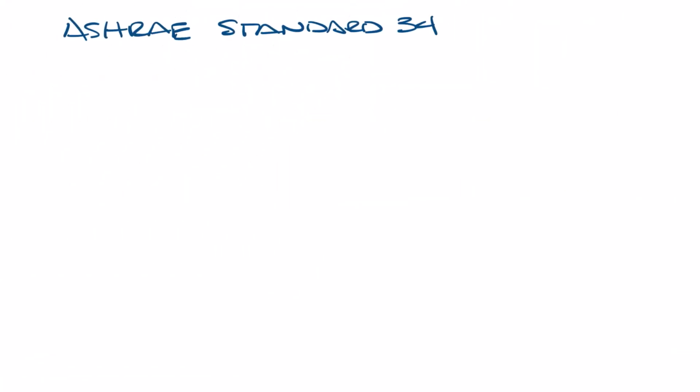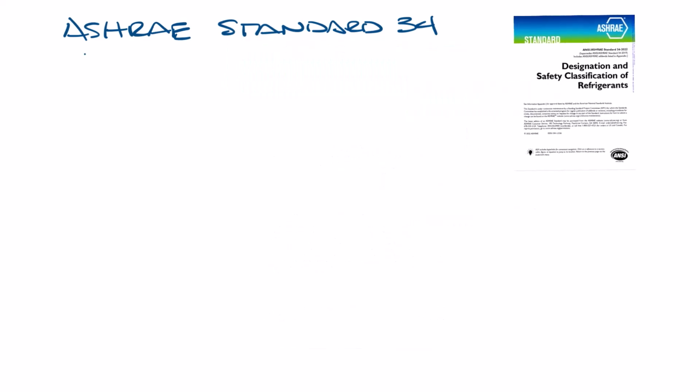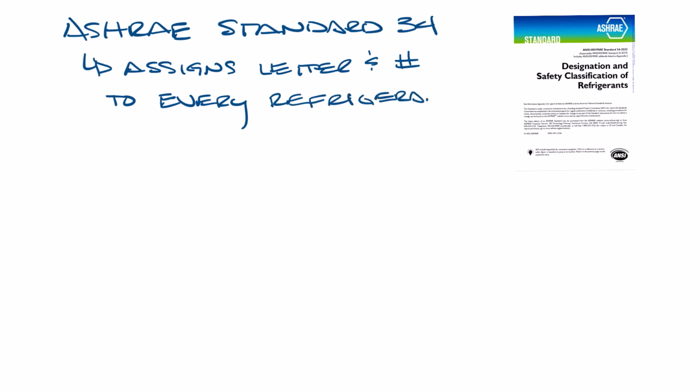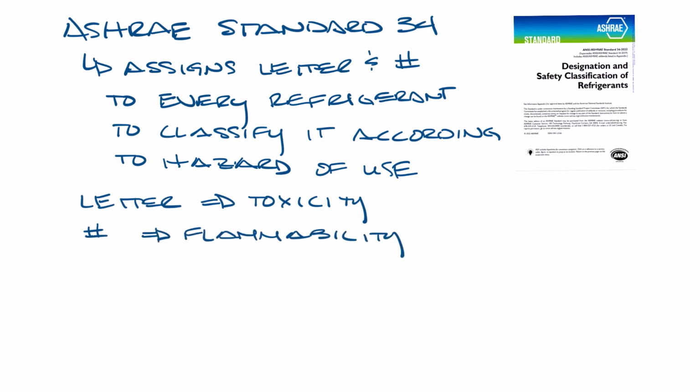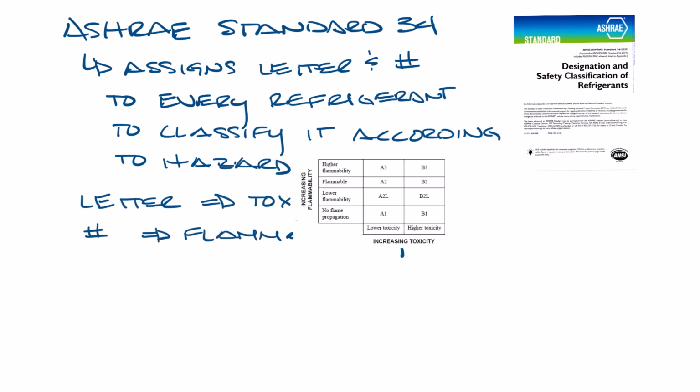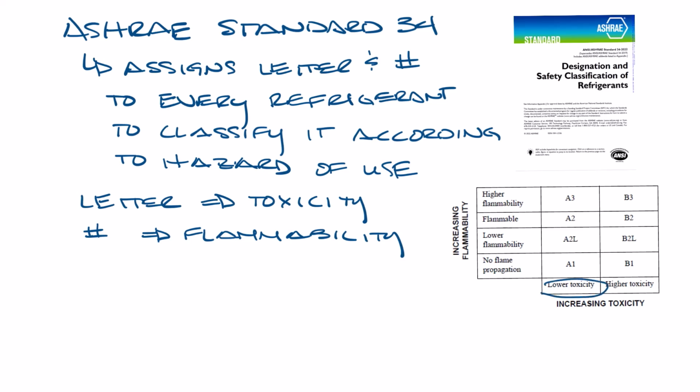ASHRAE Standard 34, Designation and Safety Classification of Refrigerants, assigns an identifying reference letter and number to each refrigerant to classify it according to hazard involved in its use. The letter designates a toxicity class based on allowable exposure, and the number denotes flammability. So the table looks like this. A is a lower toxicity and B is higher.